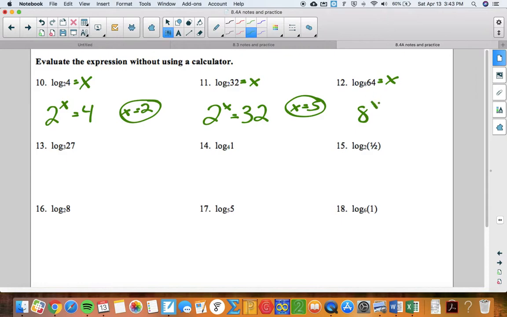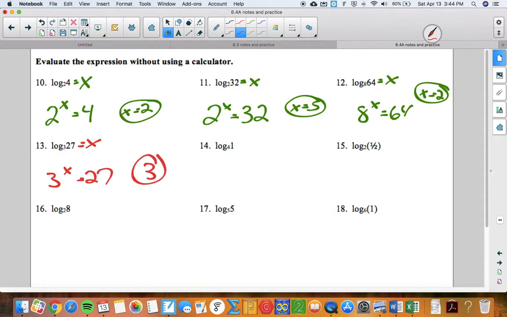8 to the what equals 64. That'd have to be 2. Let's keep on writing what's or x's or unknowns after these. 3 to the what equals 27. That would have to be 3. 4 to the what equals 1. That'd be 0, folks.